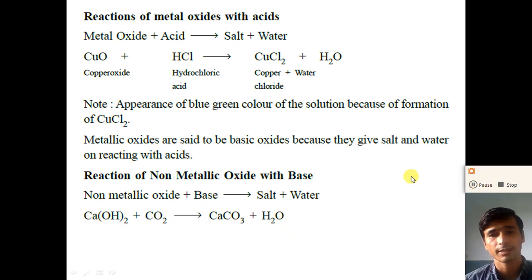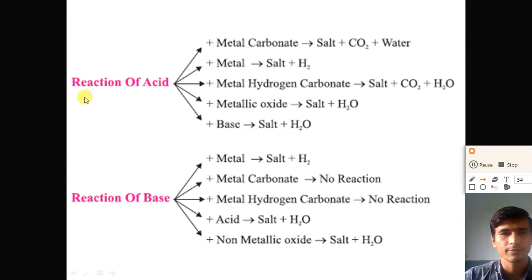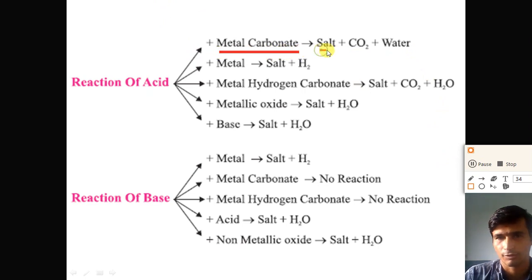So dear students, understand all the chemical properties of the acid and base. So let us summarize all the chemical properties of the acid and all the chemical properties of the base: reactions of the acid and reactions of the base. So here the first one is the acid reacts with the metal carbonate, producing the salt, carbon dioxide and water. So acid reacts with the metal carbonate and produces a salt, carbon dioxide and water.